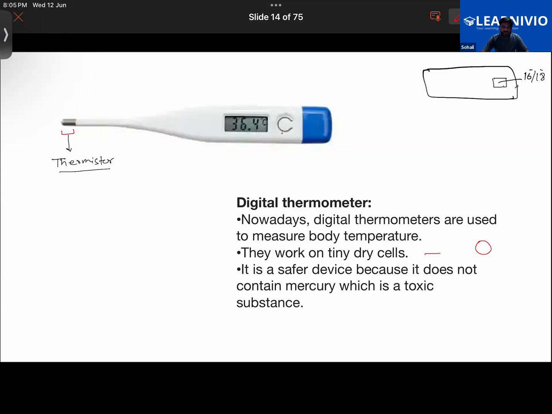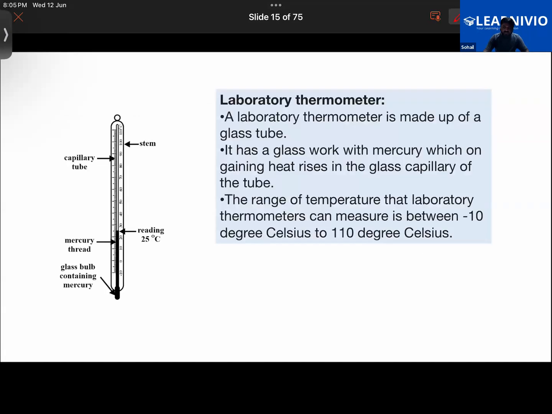Okay, neither is mercury used, nor is it breakable. Mercury being a toxic substance, many times if someone accidentally, if it goes into the food or some child eats that, it will be very problematic.